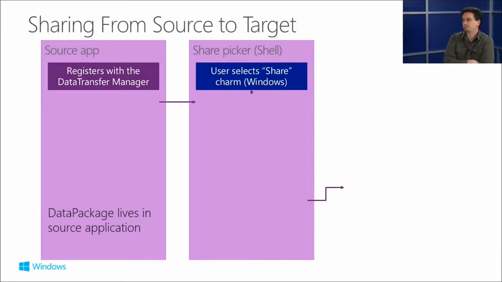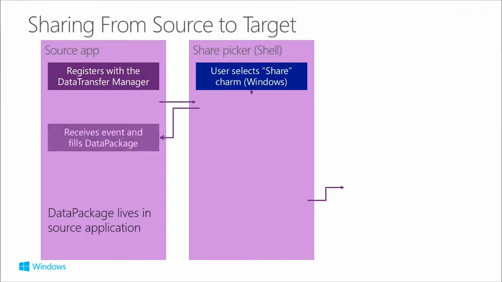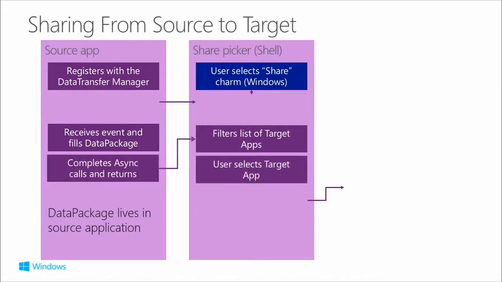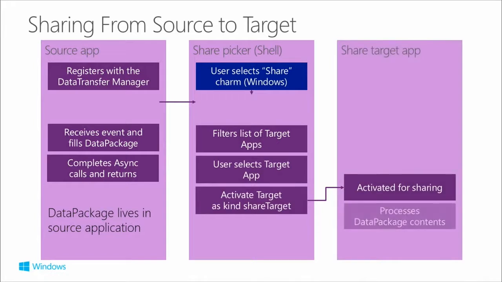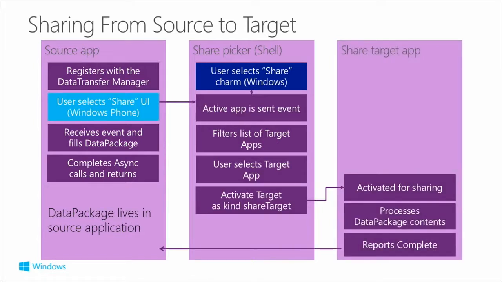Okay, this is how it works in a flow diagram. So what happens is the source app registers with the data transfer manager in Windows. Let's get these boxes up. There's something gone wrong with my animation here. It's not how it's meant to be. Right, there we go. Okay, sorry about that.